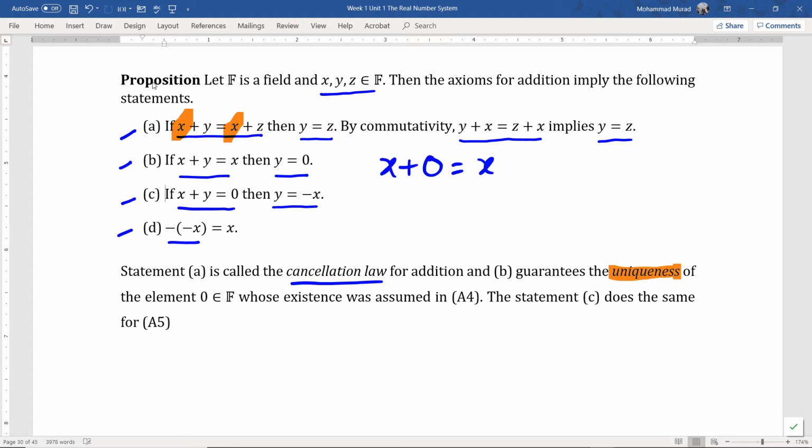The statement B says if x plus any other element y is x, then y must be equal to the additive identity element. So this guarantees that the additive identity element 0 is a unique element in a field. Similarly, C does the same thing for the additive inverse. For every element x, there exists only one additive inverse element in the field.